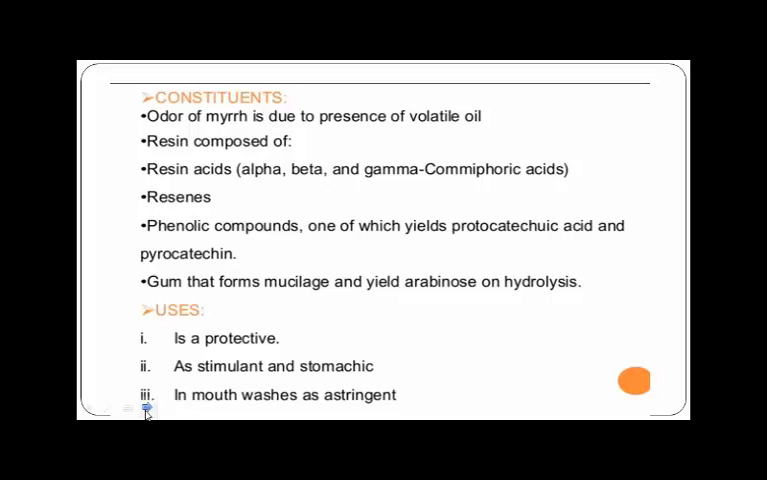Now come to its applications. It is used as a protective and is also used as a stimulant and stomachic, enhancing appetite. It has astringent property and is used in mouthwashes.